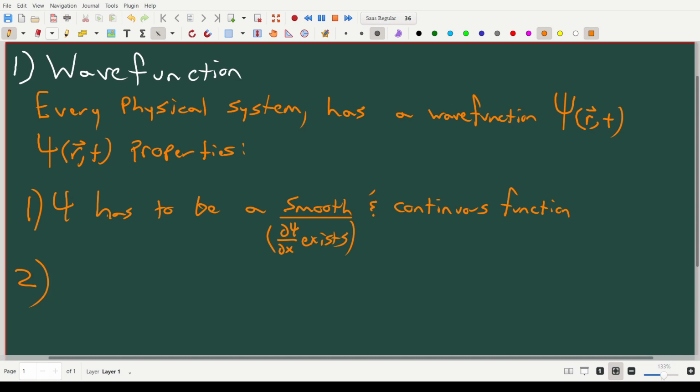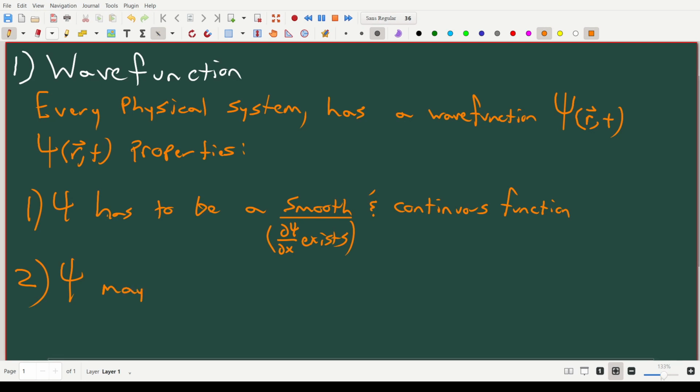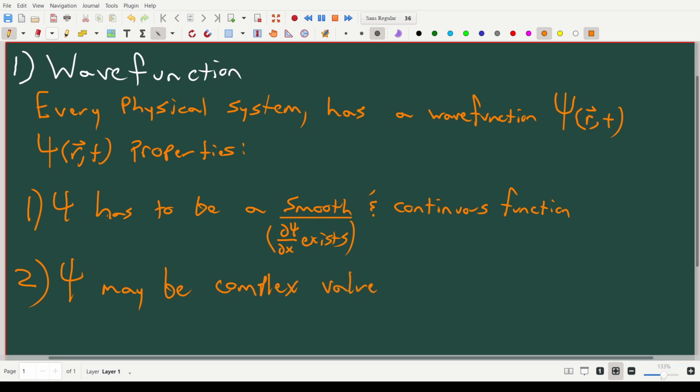The next property is that psi may be complex valued. It might output complex numbers. It doesn't have to. We'll see in our toy model, the particle in a box, that we won't have to worry about i's because we'll be able to set it to a real solution. But in general, it might have complex numbers.